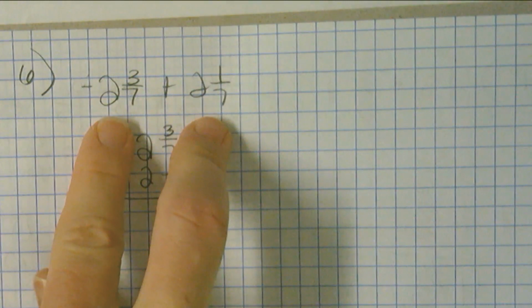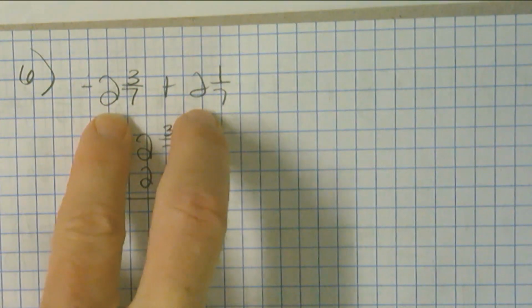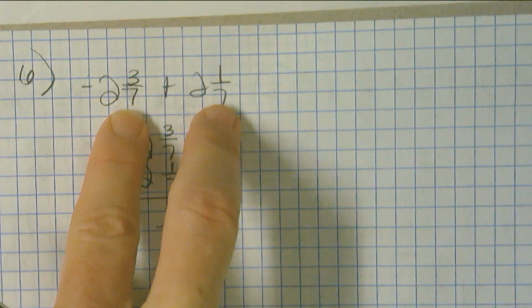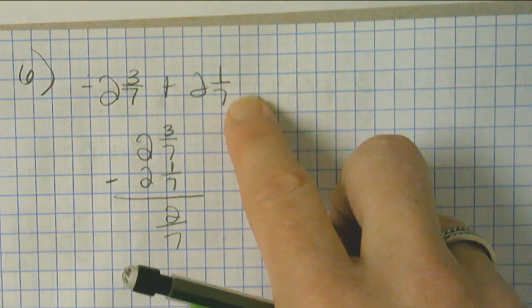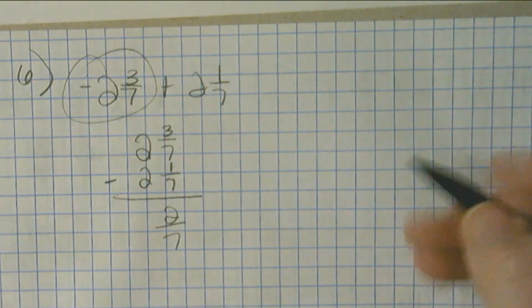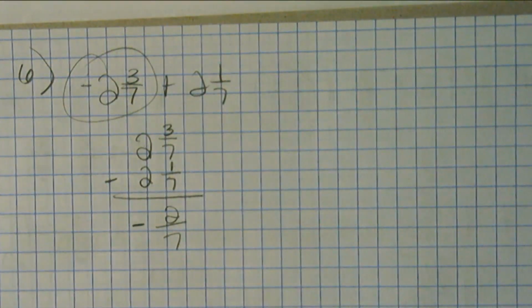Okay. Which of these numbers had the greater absolute value? Sarah, which of these two numbers had the greater absolute value? Well, no. This is 3/7. This is 1/7. This has the greater absolute value, right? So then our answer has to be negative because that has the greater absolute value. Does that make sense to you? Awesome.